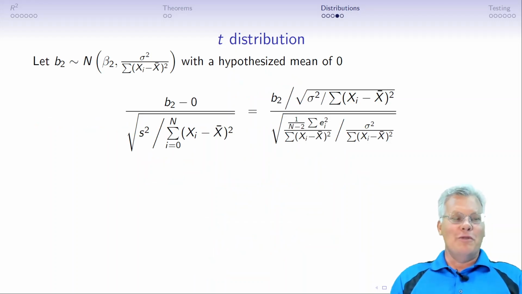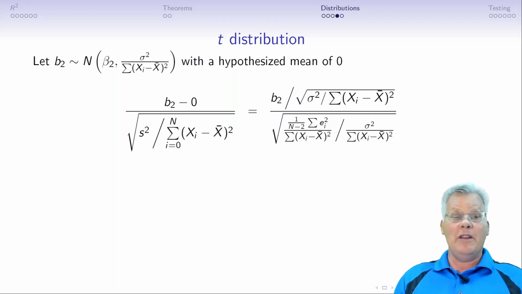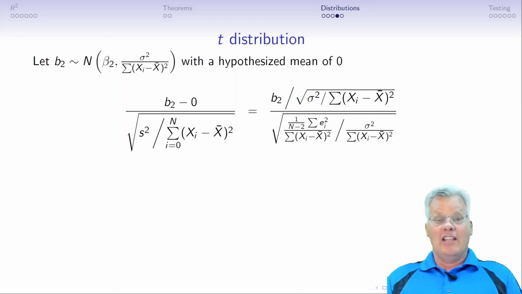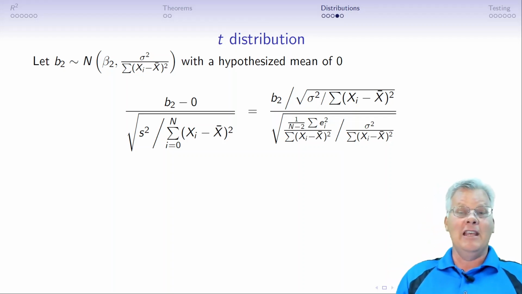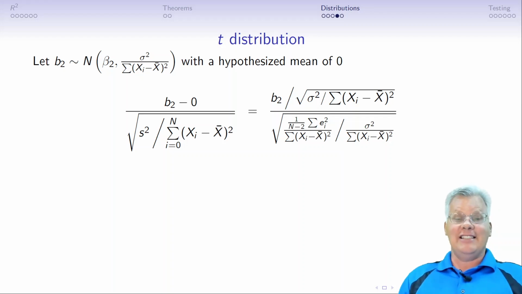The more applicable but more complicated application to what we're interested in is applying this to hypothesis tests about the value of the OLS slope B2. So with the normality assumption, right, so we assume that the epsilons are normally distributed, B2 is distributed normal with mean beta 2, variance sigma squared over the sum of xi minus x bar quantity squared. And suppose we have a hypothesized mean of 0. So the t statistic is B2 minus its hypothesized mean divided by its estimated standard deviation.